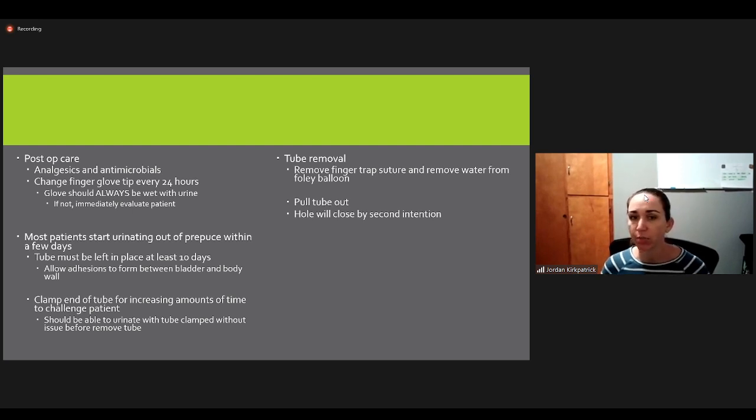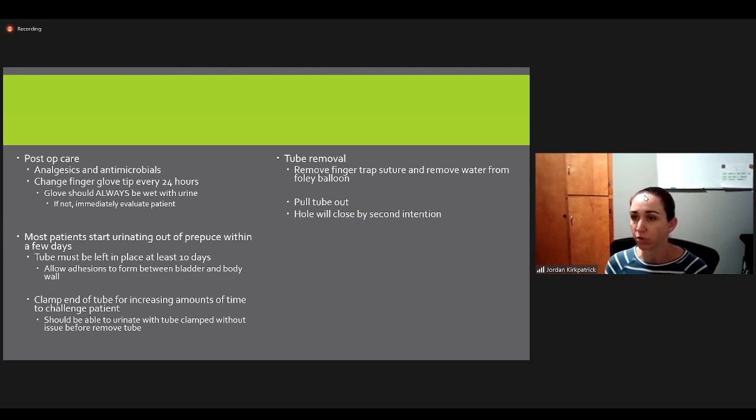Once they're urinating appropriately, the tube is really easy to remove. You just undo the finger trap pattern, take the fluid out of the Foley catheter, and then just pull it out. The hole will heal by second intention. But again, that's why you have to wait that 10 days. You want the bladder adhered to the body wall so that the hole in the bladder is just coming out of the body wall incision, which will eventually seal over.